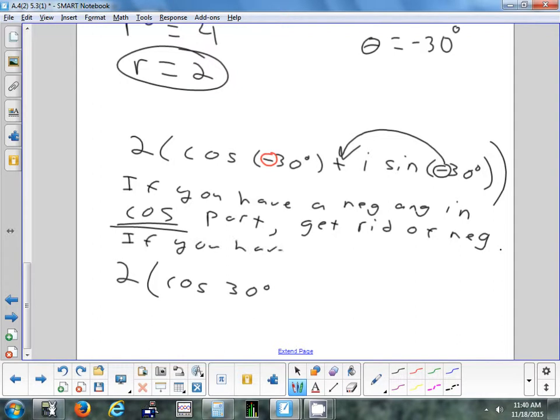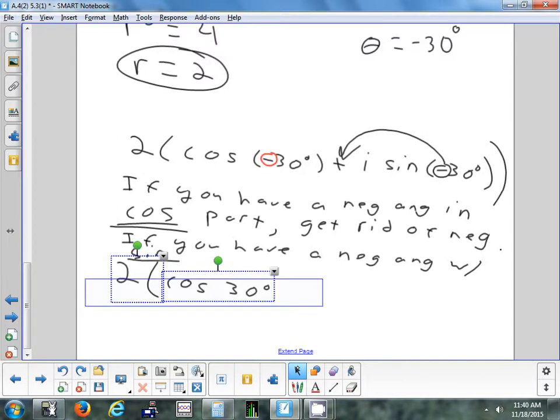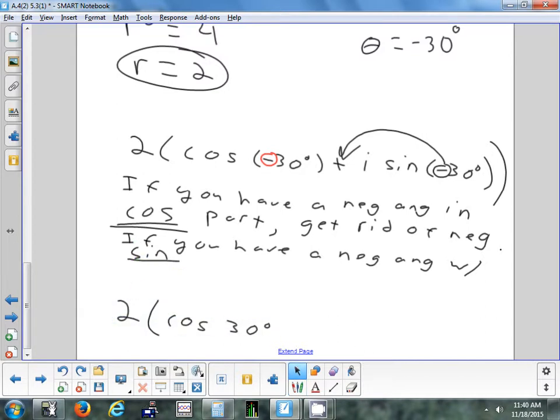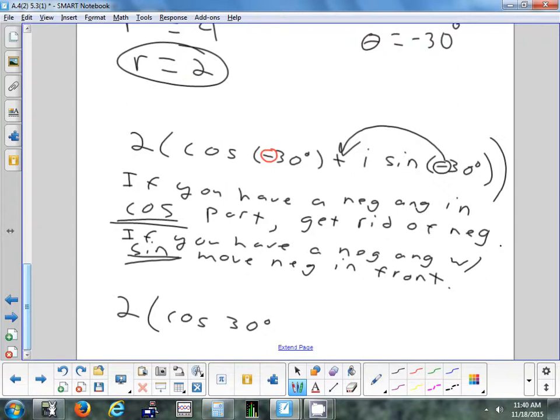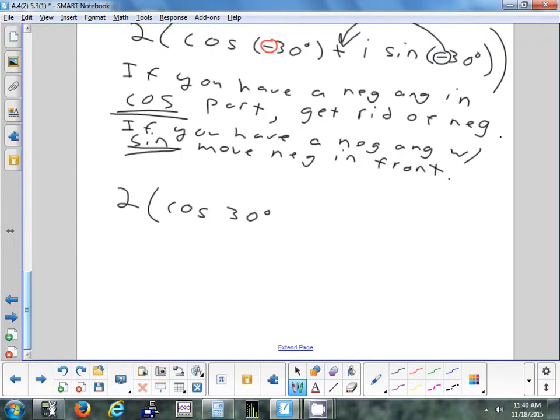So if you have a negative angle with sine, you can move the negative in front. With cosine, you can just get rid of it. With sine, you can move it in front. So instead of a plus here, what would I have? Minus.